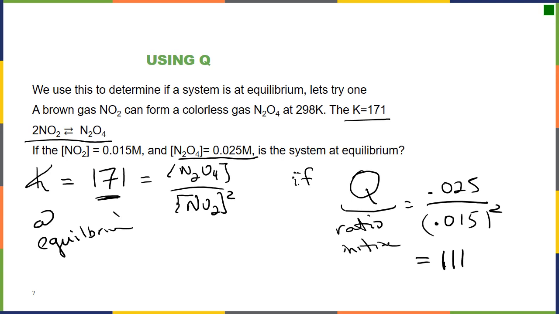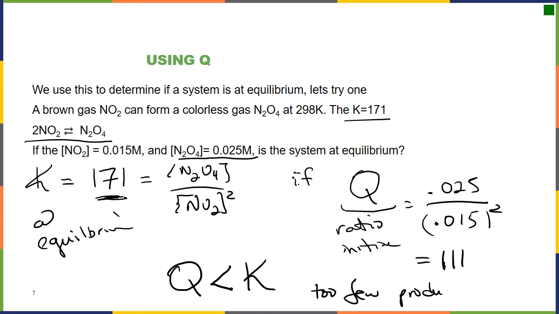So if I look at this, I can see that my Q is less than K. My ratio initial is smaller than my equilibrium ratio. And this tells me that I have too few products. This needs to react until the ratio of the products to the reactants is 171 to 1, and now I have 111 to 1. And because Q is less than K and I have too few products, the system is not at equilibrium, and we say it is going to shift to the right, which means the NO2 is going to react to make more N2O4.